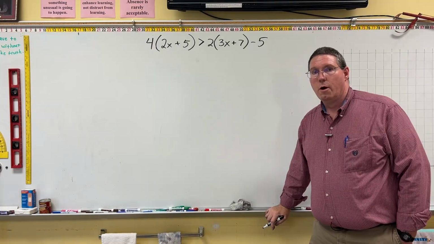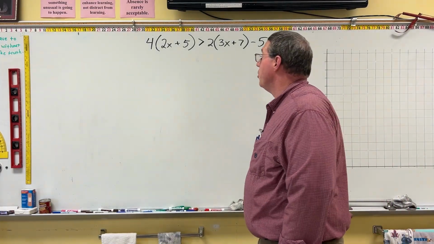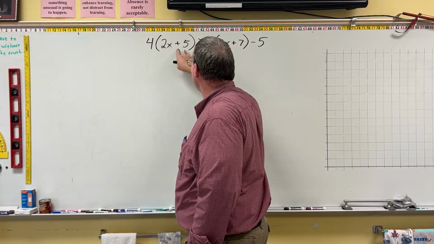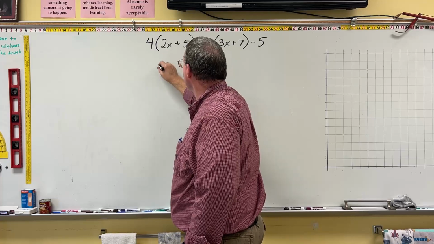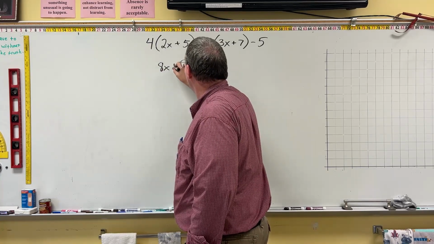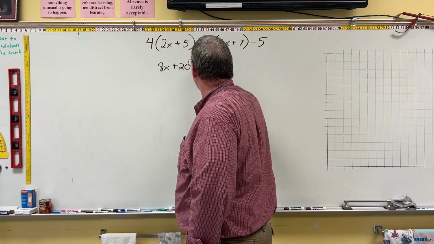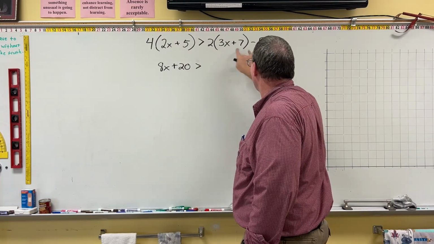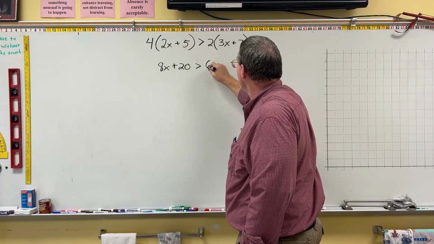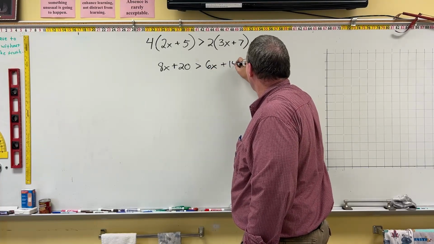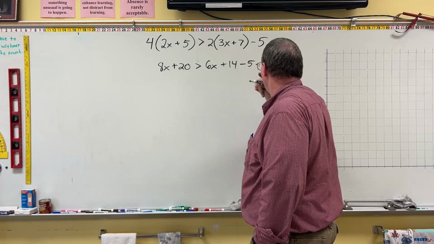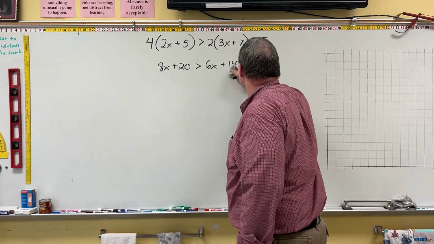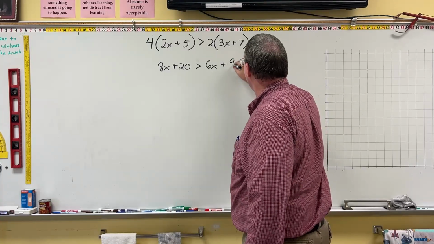Let's do another one. Okay, so this inequality looks very similar to an equation that we did. We solve it the same way. We multiply the 4 through the parentheses, 2 items. 4 times 2x, 8x. 4 times 5, plus 20. Bring down the inequality symbol. This 2 has to multiply through the parentheses, 2 items. 2 times 3x, 6x. 2 times 7, 14, and then put on the minus 5. 14 minus 5, that's 9. So I'm actually going to rewrite this as 9.